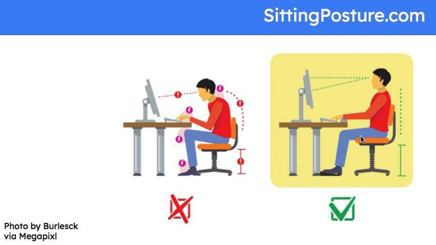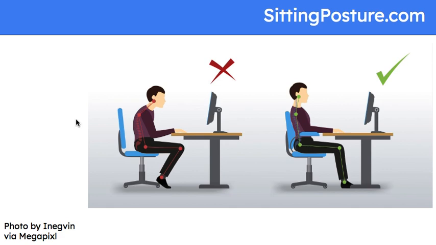If you look over here in the picture to the right, it's got a nice relaxed hamstring. Legs are not straight down, but they're out in front of him a little bit. Feet are out in front of him a little bit, and he's taking advantage of a footrest. So that's a good example right there.